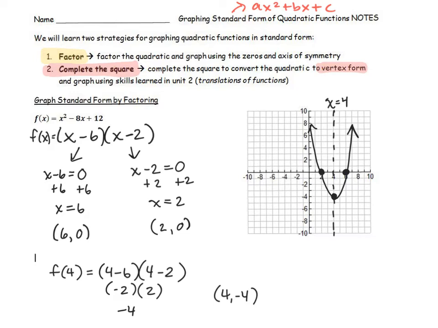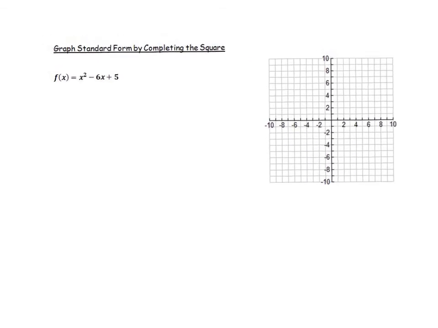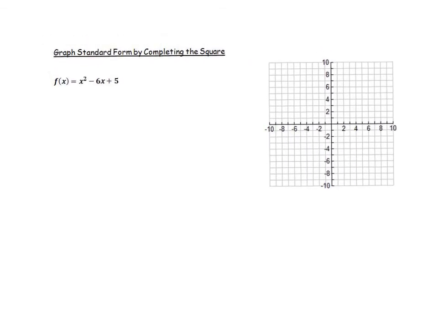Okay, so next we're going to use another strategy to graph standard form, so a different strategy. The directions for this one say graph standard form by completing the square. Completing the square is the skill we learned in our previous class. To complete the square, we want to take this quadratic in standard form and we want it to be a perfect square polynomial. And a perfect square polynomial means that this middle term, -6, if I were to take half of that term, it would be -3. If I were to then square -3, I would get +9.